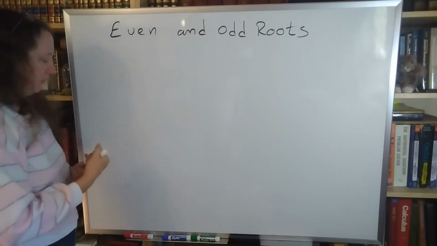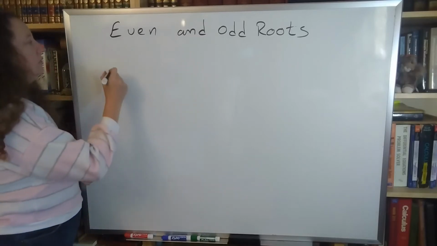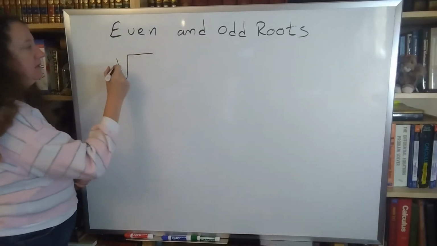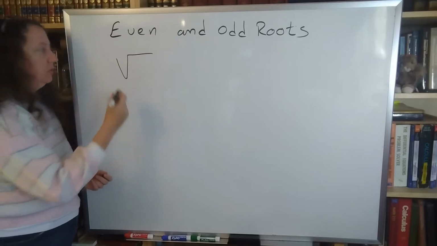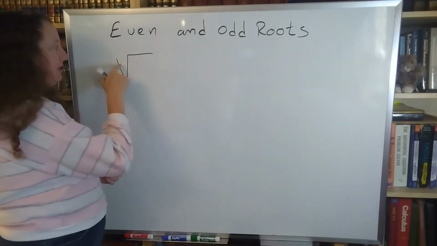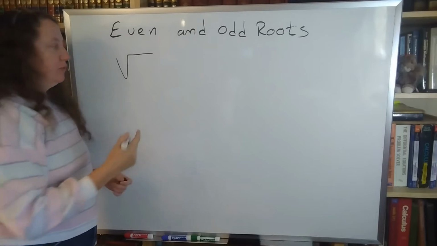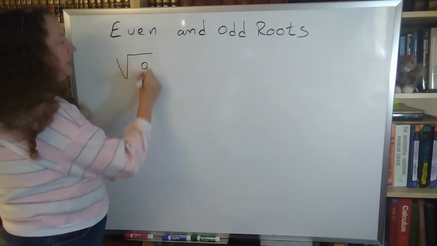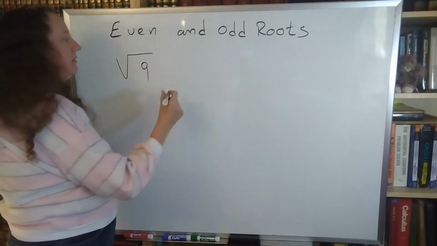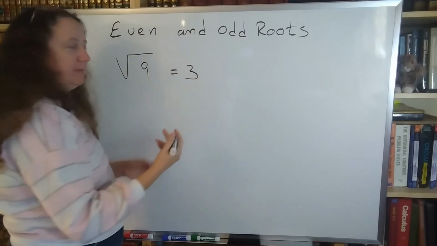Even and odd roots. So the number in the valley is understood to be 2. If we are looking at an even root, that would be like a square root. So if I'm looking at the square root of 9, I get 3. Everybody should know that.